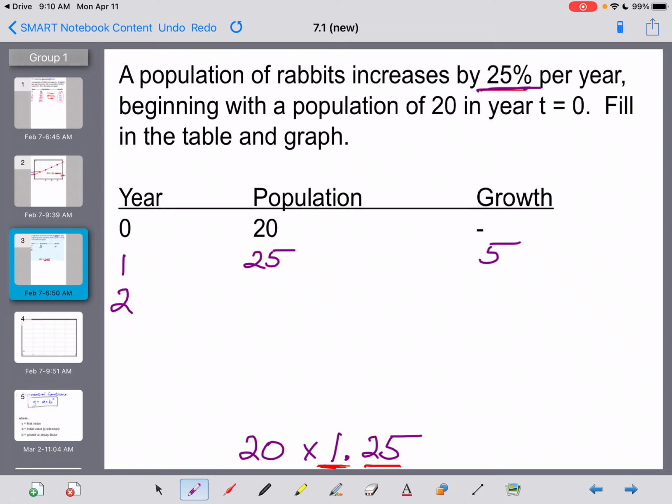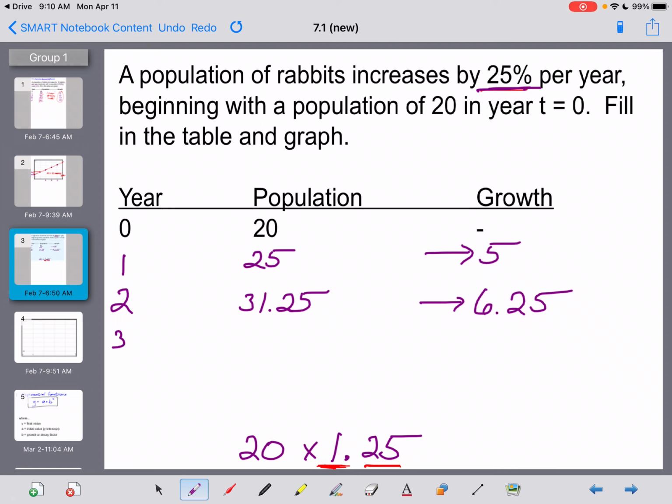And when we do that, we start to end up with some decimal numbers, and yeah, you can't really have a decimal rabbit, but I'm going to go ahead and include that anyway, because if we're talking about money or something like that, that might be more accurate. I got 31.25 for my number of rabbits the next year, which means that my growth was 6.25. The important thing here now, guys, is that the growth from year 0 to year 1 was 5. The growth from year 1 to year 2 grew more than it had in the previous year, at 6.25.